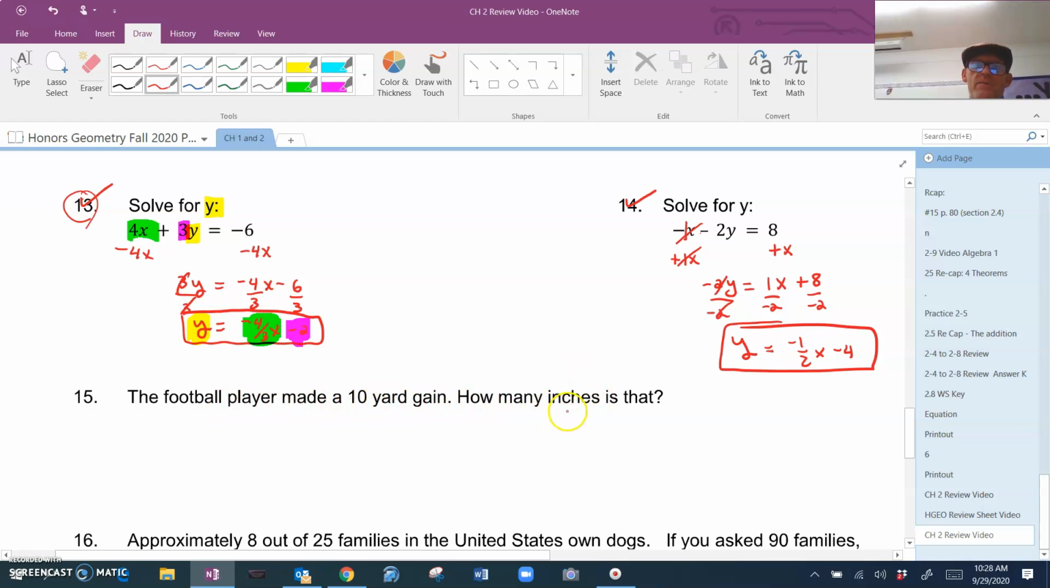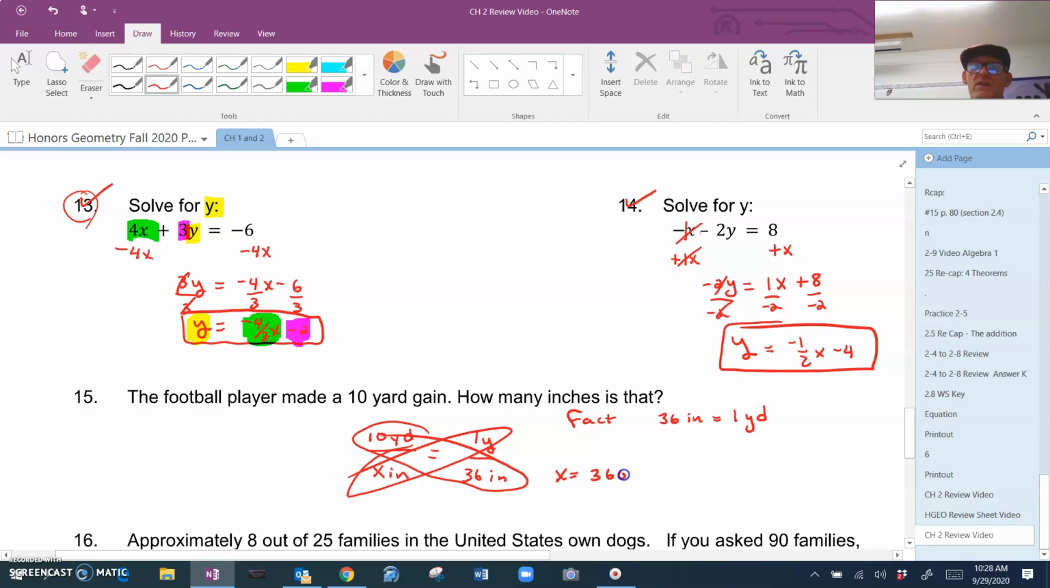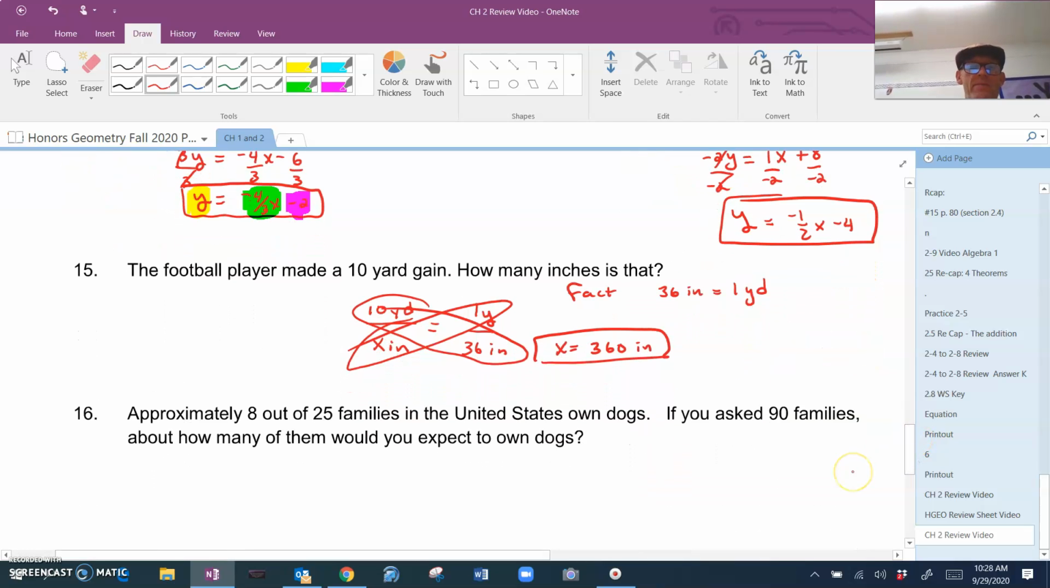All right. A football player made a 10-yard gain. How many inches is that? You have to know this fact that 36 inches is equal to 1 yard. So 10 yards is x inches, and that's the same as 1 yard equals 36 inches. That problem requires cross multiplication. So x equals 360 inches.